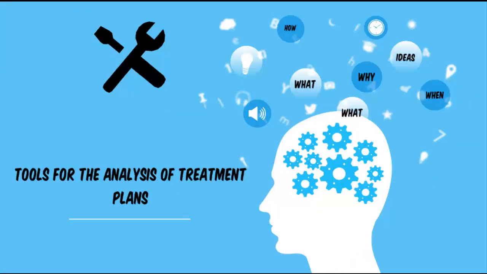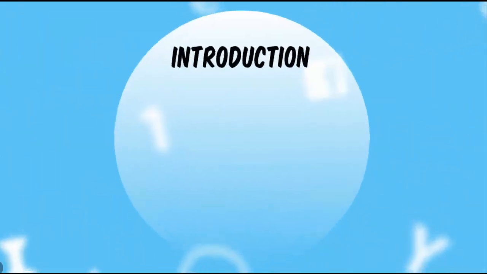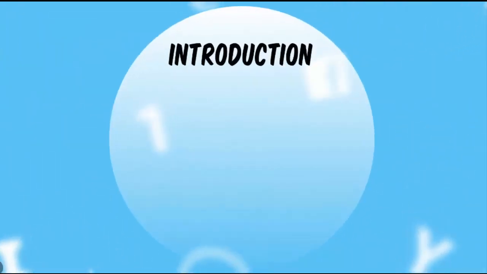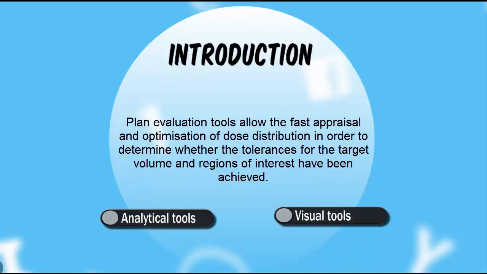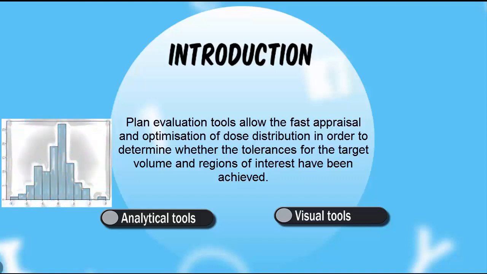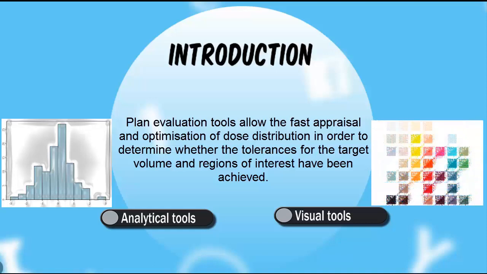Tools for the analysis of a treatment plan. Introduction. Plan evaluation tools allow the fast appraisal and optimization of dose distribution in order to determine whether the tolerances for the target volume and regions of interest have been achieved. We basically have two types of tools: analytical tools and visual tools. We use histograms for the analytical tools, and for the visual tools, we have color wash display that allow us to identify the dose levels. Furthermore, we will talk about these two tools primarily.